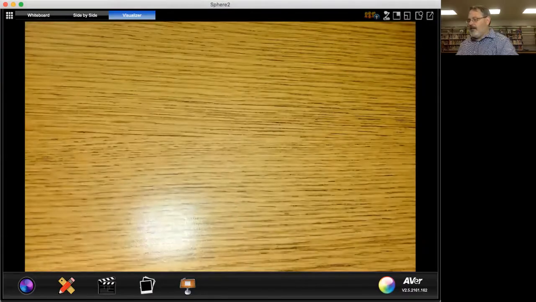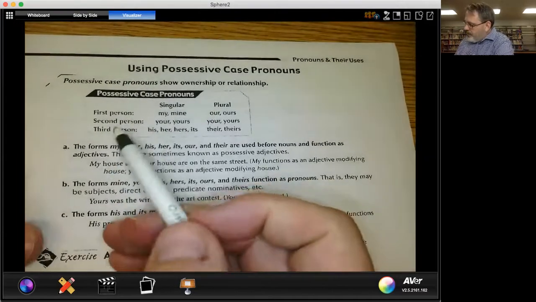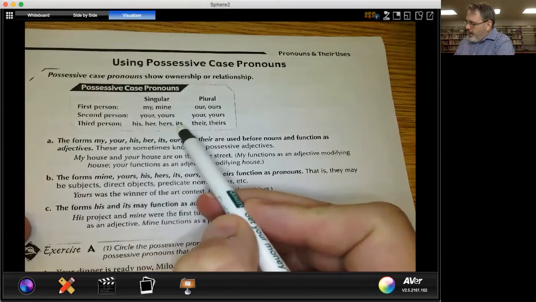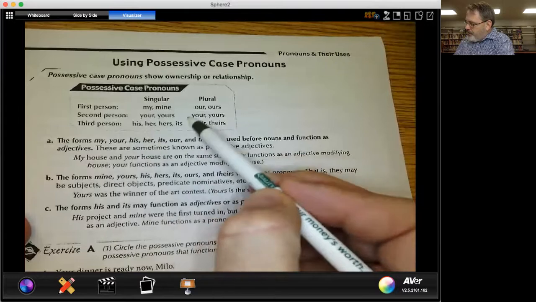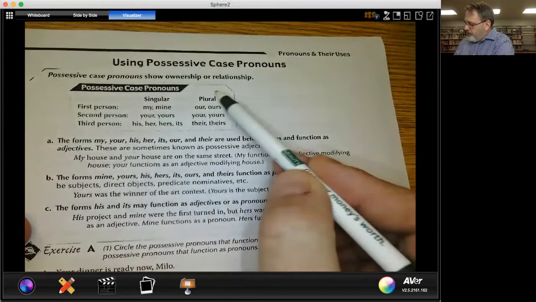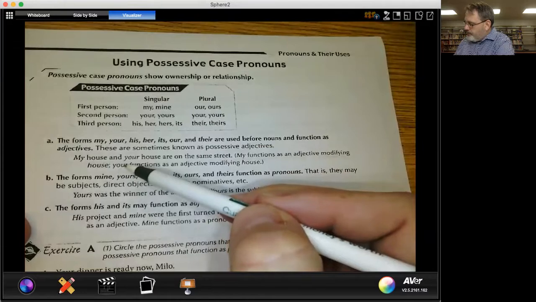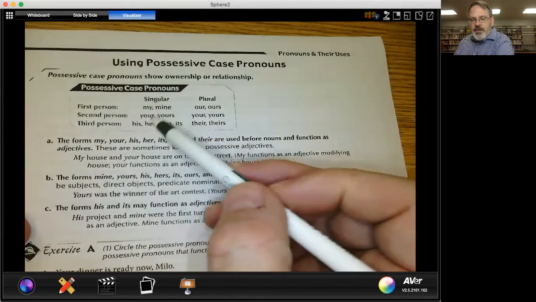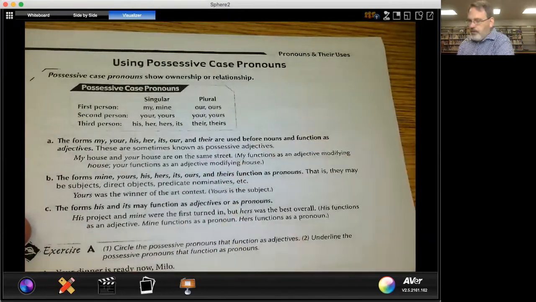Now the next page. Using possessive case pronouns. Now your possessive case pronouns are my, mine, yours, his, her, its, ours, yours, theirs. These are singular, these are plural. Plural meaning more than one, singular meaning only one. And possessive case means ownership. That means these things that we're discussing are owned by a noun, a person, or many people, it's plural.